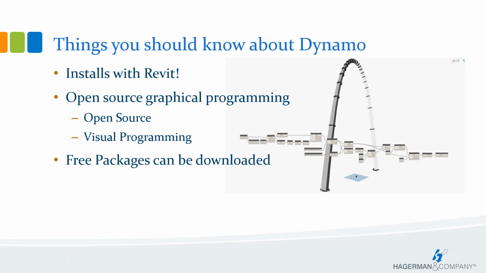So what else is Dynamo? Well, it's an open source graphical programming platform. Let's break that part down. So open source software is software with source code that anyone can inspect, modify, and enhance.